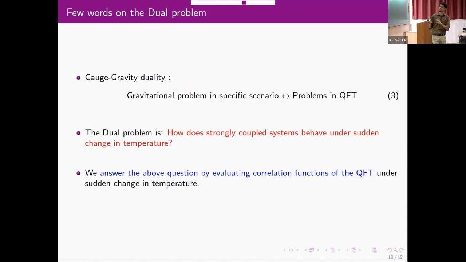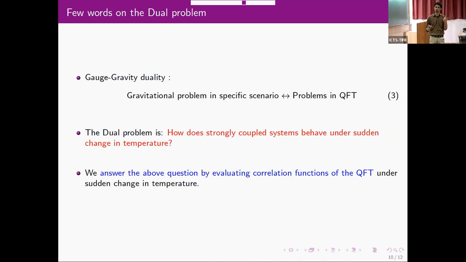And this is just to say that there exists this AdS-CFT, or gauge-gravity duality, which Rajesh has also pointed out on the first day. We don't need to go into the detail, but the only thing we need to consider is this third equation. Any gravitational problem in a specific scenario, and I'm not going to detail what specific scenarios I'm talking about, has a dual problem in the CFT also.